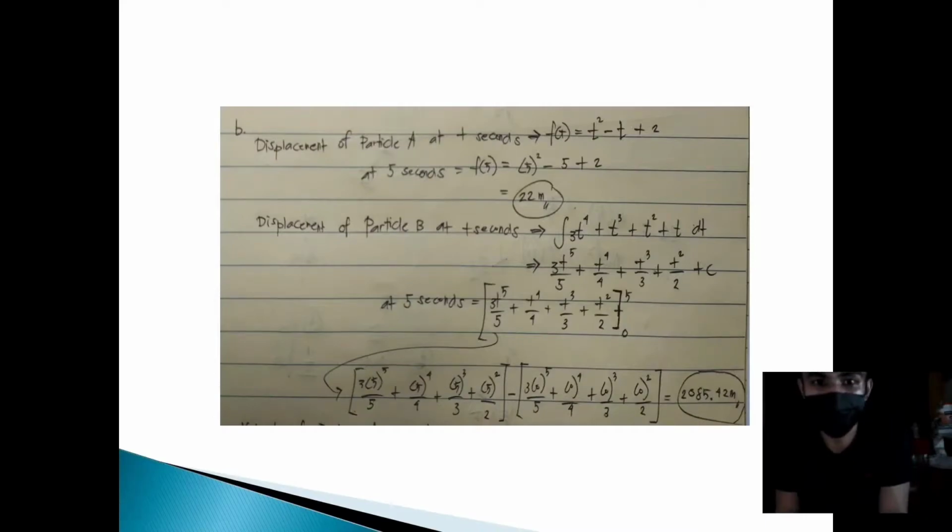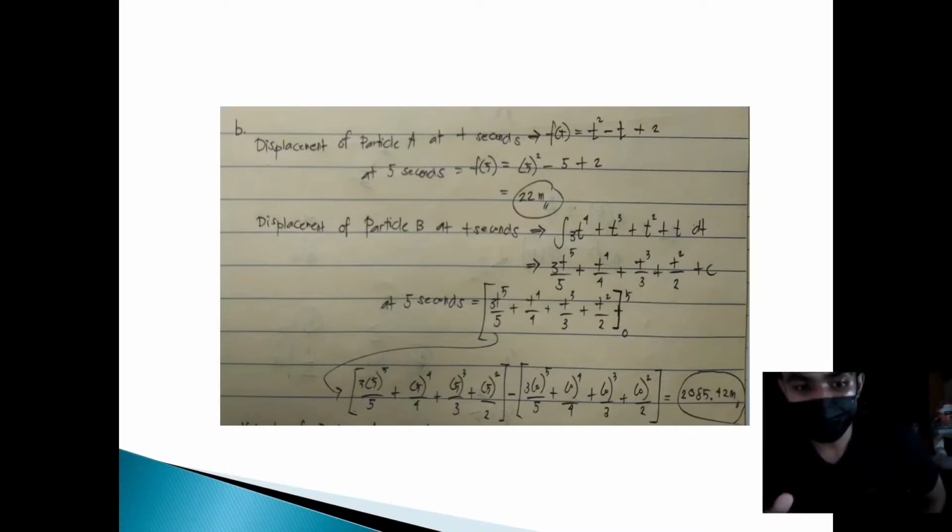So the displacement of particle B at t seconds. It shows in the given that we need to find the integral of the velocity equation. So the result is 3t raised to the 5th divided by 5 plus t raised to the 4 divided by 4 plus t cubed divided by 3 plus t squared divided by 2 plus c.